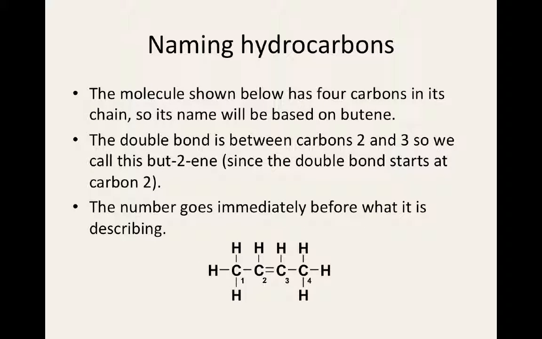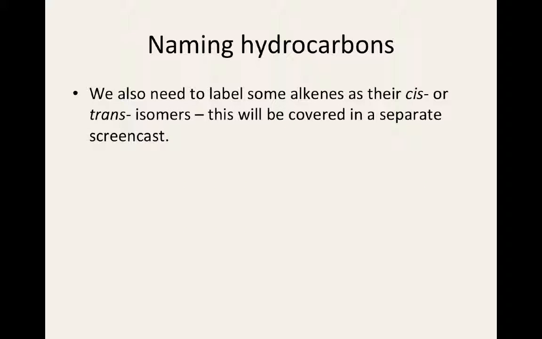Let's look at an example. The molecule shown at the bottom of the slide has 4 carbon atoms in its longest chain, so its name will be based on butene. The double bond is positioned between carbons 2 and 3, so we call this but-2-ene because the double bond starts at carbon 2. The number goes immediately before what it is describing, in this case, the ene. There is another part to naming alkenes, which refers to their cis or trans isomers, but this is covered in a separate screencast, geometric isomers.